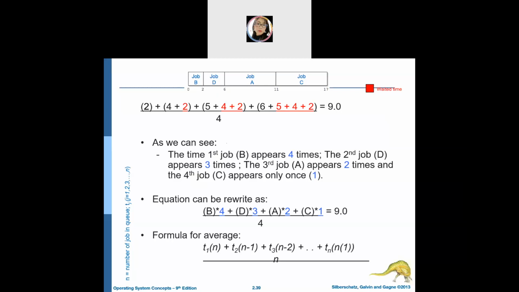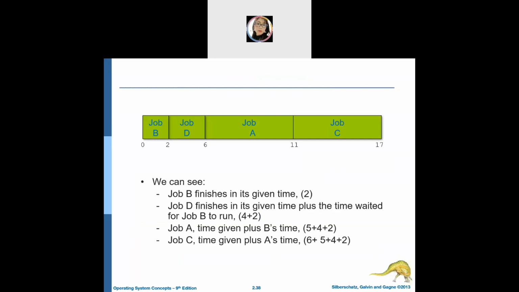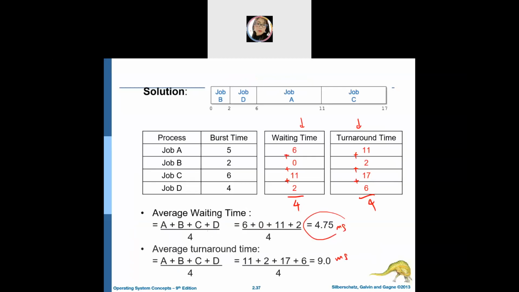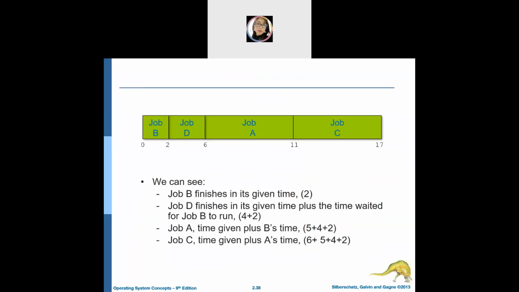Here is another explanation. Later on, you need to have some sort of equation, a formula to calculate the average. As you can see, just now you add it all together, A, B, C, and then you get the average waiting time. Plus, plus, plus, all the turnaround times, you get the average turnaround time.